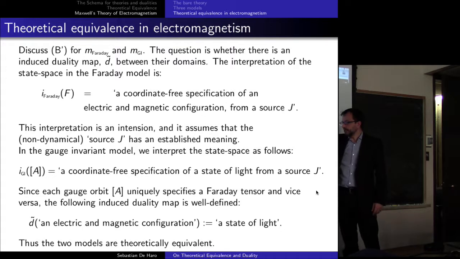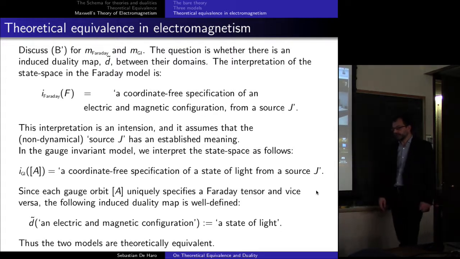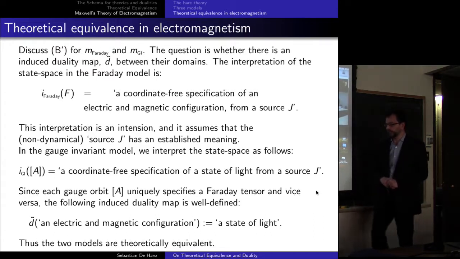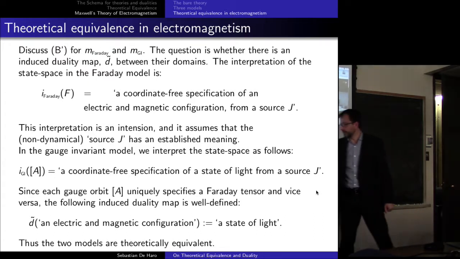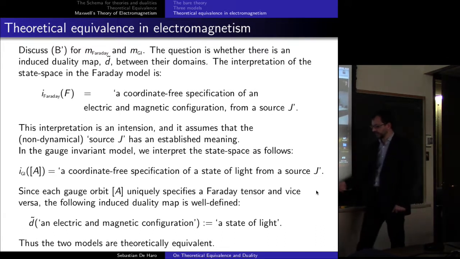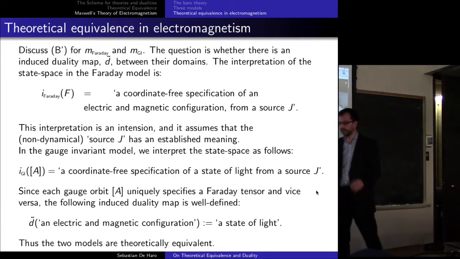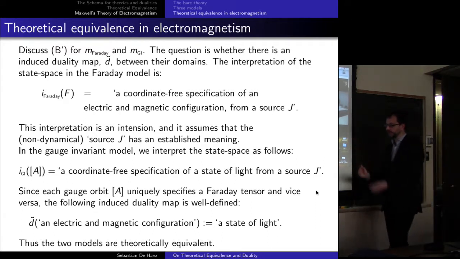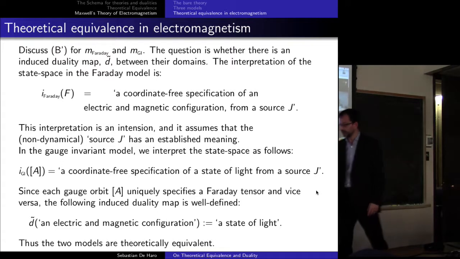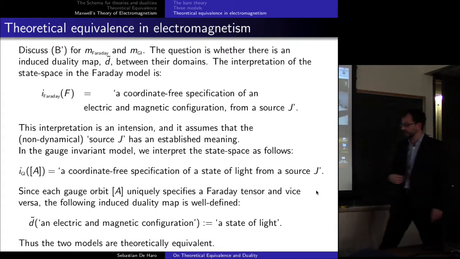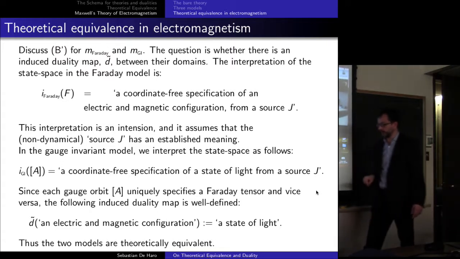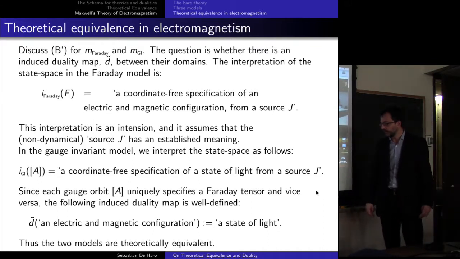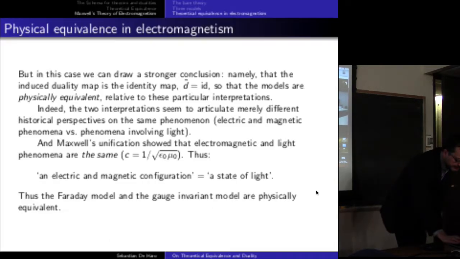Now, since a gauge orbit uniquely specifies a Faraday tensor and vice versa, the following duality map is well defined, where we map an electric and magnetic configuration to a state of light. So everywhere in my model where I have an electric and magnetic configuration, I can replace that by a state of light, and that gives me a well-defined isomorphism because Faraday tensors are in one-to-one correspondence with gauge orbits. So these two models come out to be theoretically equivalent.